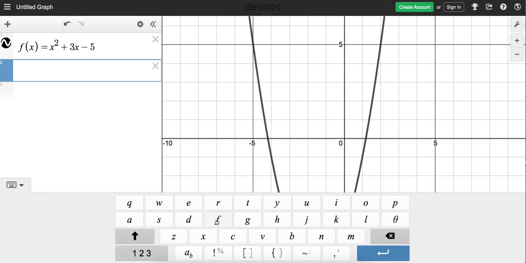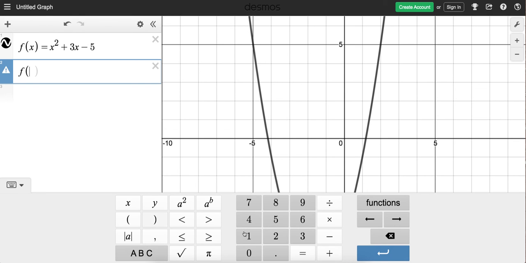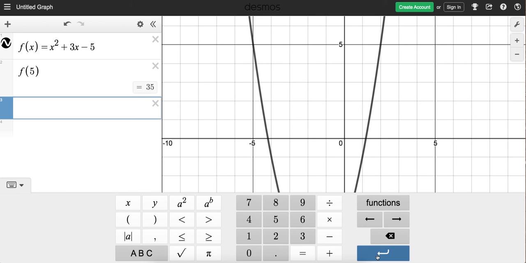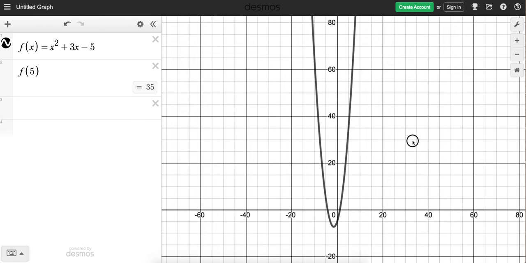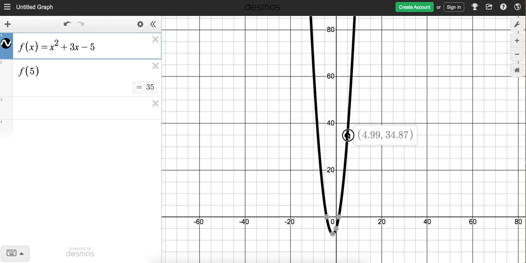So if we go f of 5, it's going to give us 35. And it'll automatically close the parenthesis for us, so we don't have to, but if you want to, you can. So if we plug a 5 in for x here, we're going to get 35. Or if we zoom out on the graph, zoom out far enough, we get f of 5 is about 35. It's just not showing up. There it was. There it goes.